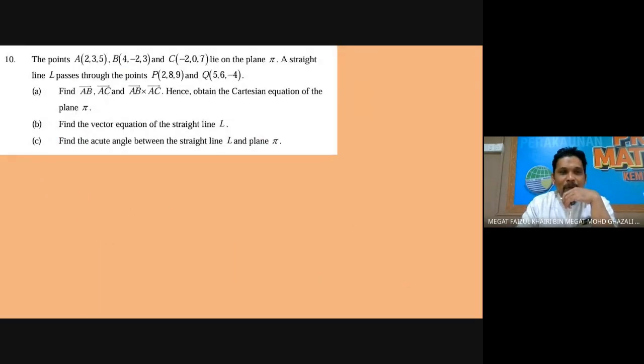Question 10. The points A, B, C lie on the plane. Straight line L passes through the points P (2, 8, 9) and (5, 6, -4). Okay, so find AB, AC, and AB cross AC. So now class, just imagine that on this plane, there are the coordinates of A, B, and C.